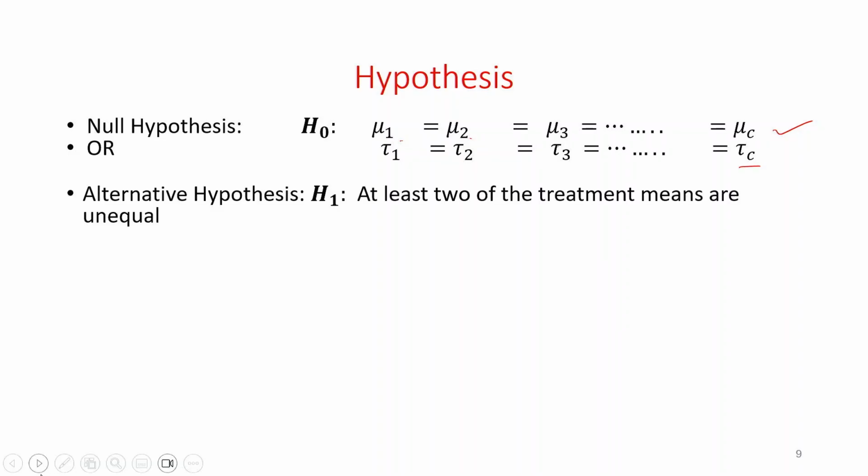The alternative hypothesis will look like: at least two of the treatment means are unequal. Any two. The null hypothesis says all the means are the same. The alternative hypothesis says any two means are different from each other, maybe mu2, mu3, or mu3, mu5, whatever. That will be my alternative hypothesis in this case. If we write it mathematically, we write mu i is not equal to mu i plus 1.